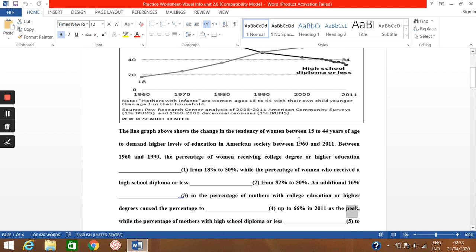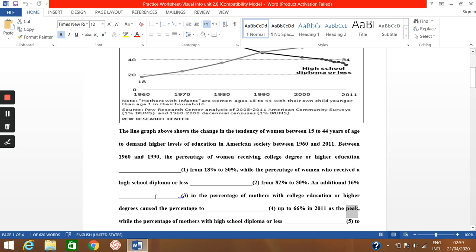Do we need to use a verb or a noun or an adjective or an adverb? Now, you can decide on this through the context itself. So read the sentence again. An additional 16% dash in the percentage. So I think here, definitely you need to use a noun.